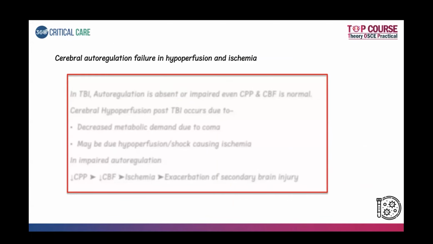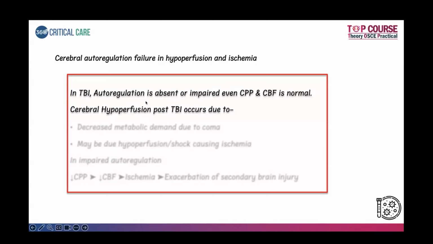What happens if you lose your autoregulation? That is the following question. What can happen to a patient if they don't have an intact autoregulation? Usually in traumatic brain injury, the autoregulation is absent or impaired, even if the cerebral perfusion pressure or cerebral blood flow is normal.